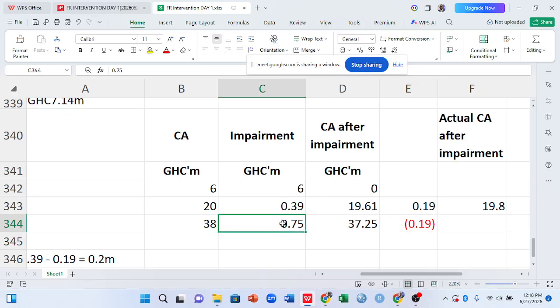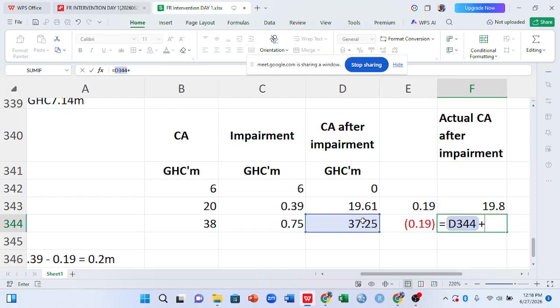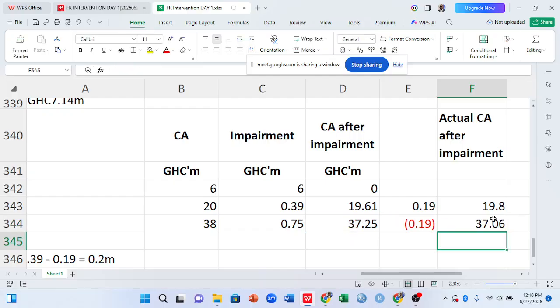But the first impairment, this is the first impairment, 0.75. This was the first impairment. So this becomes an additional impairment that we have here. So the actual in this case will now be this minus this.